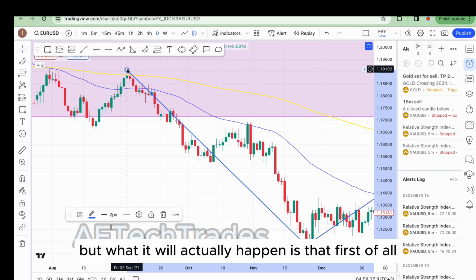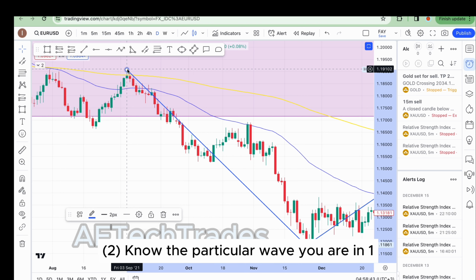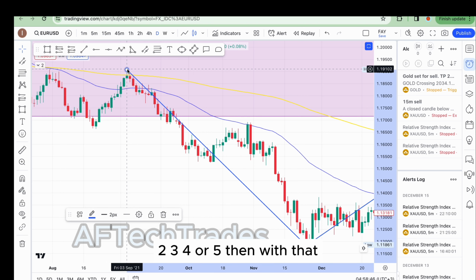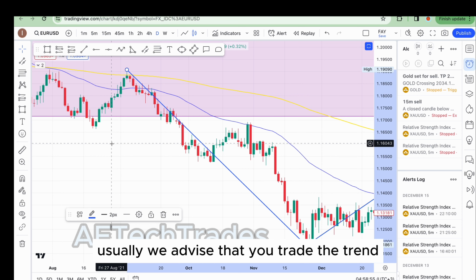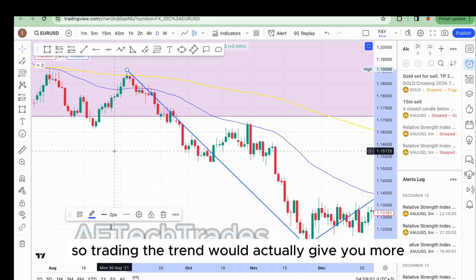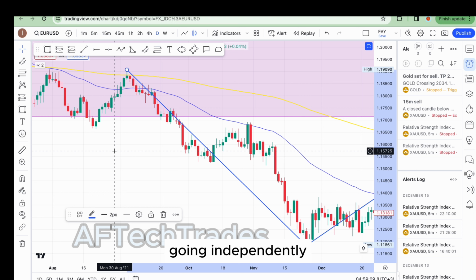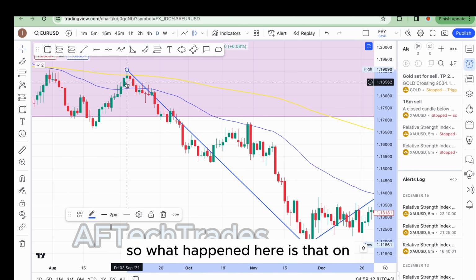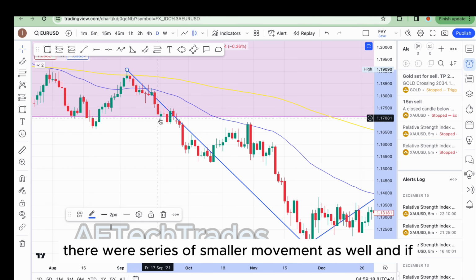No, what actually happens is that, first of all, know your market trend. Know the particular wave you are in, 1, 2, 3, 4, 5. Then with that, you can go into the lower time frames to actually catch the trend. Usually we advise that you trade the trend, don't trade against the trend. Trading the trend would give you more returns than going independently. So what happened here is that on the daily time frame, we are able to see that there were series of smaller movements as well.